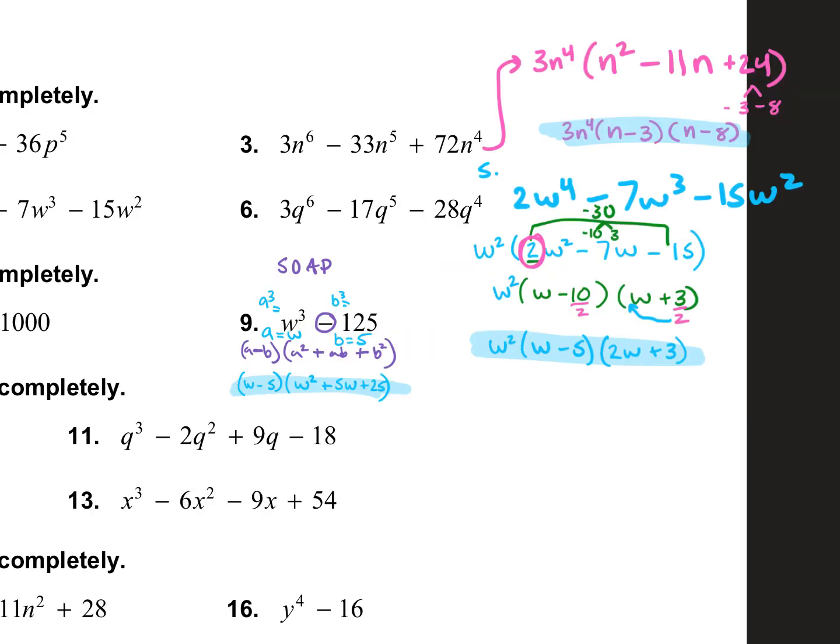Just as a helpful reminder, some common cubes that we might see. What is 1 cubed? 1, 2 cubed, 8, 3 cubed, 27, 4 cubed, 64, 5 cubed, we just did, was 125, 6 cubed, 216, 7 cubed, 343, and then 10 cubed is 1,000. So these are some common cubes that you might see. So it's helpful to know these. That way when you see, if you had like a w cubed minus 1,000, you know what your a and your b are going to be.